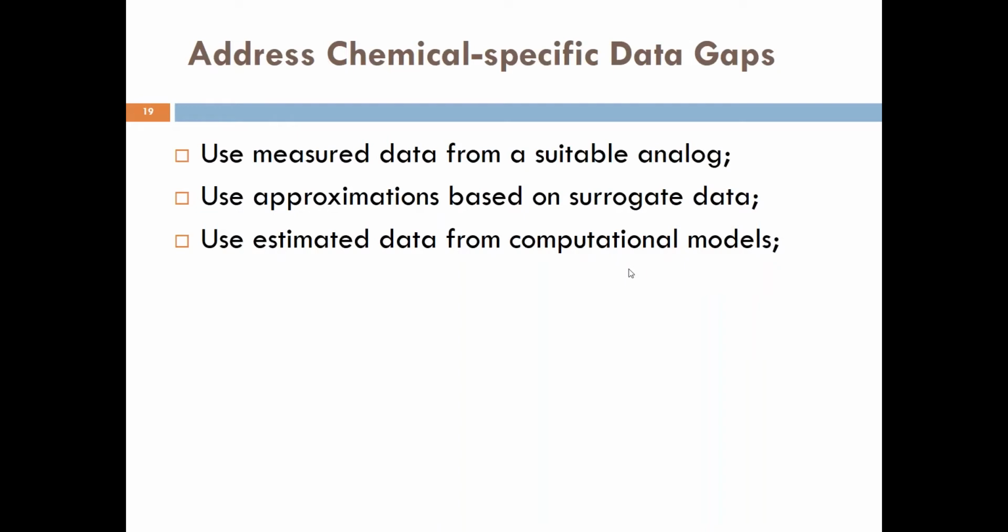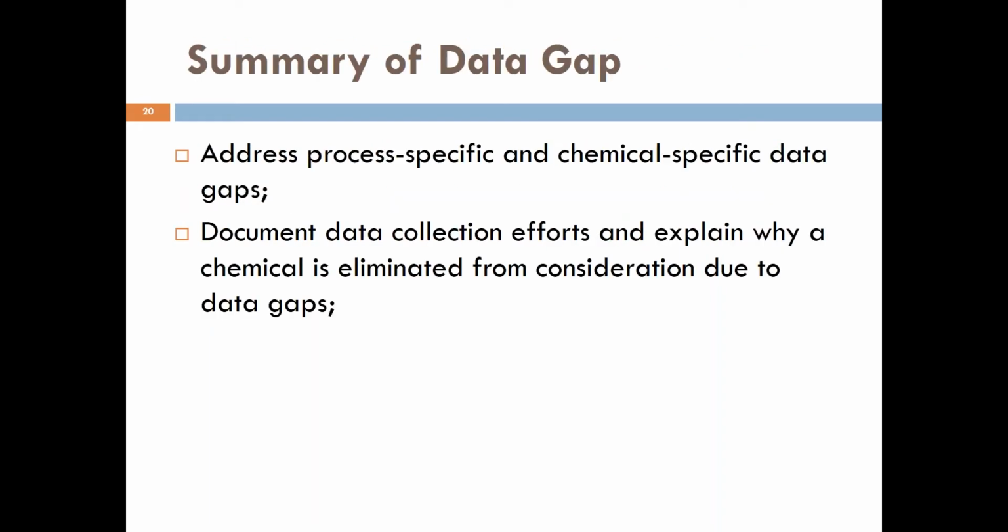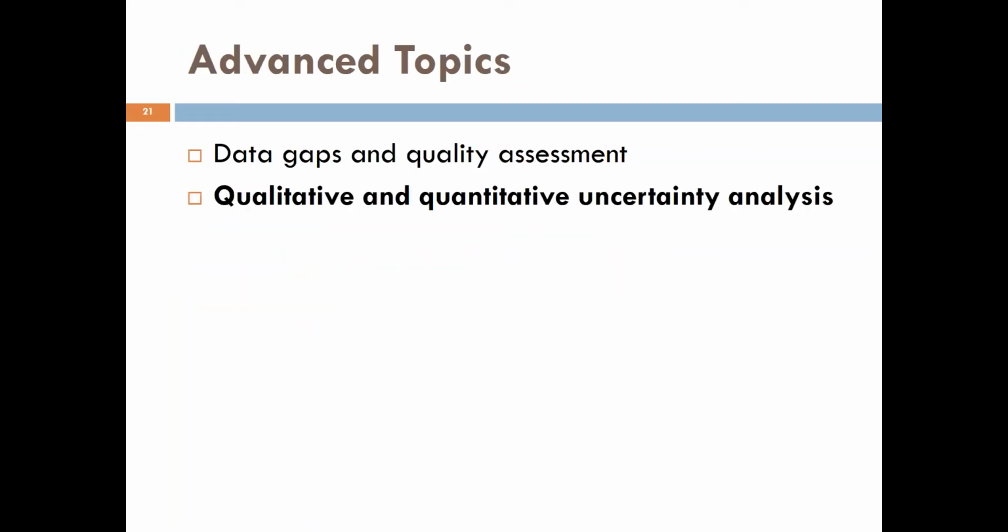So how do we address chemical-specific data gaps? As we talked about, use measured data from suitable analog, or use approximations based on surrogate data or estimated data from computational models such as QSAR. So again, we're talking about the situation where the data is not available, and the DTSC guide, AA guide allows multiple approaches to fill up those data gaps. So we have briefly reviewed that.